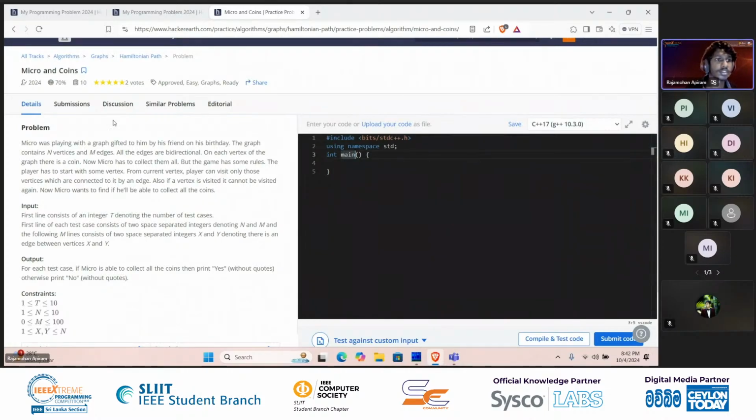So let's look at this problem. Micro was playing with a graph gifted to him by his friend on his birthday. The graph contains n vertices and m edges. All the edges are bidirectional. On each vertex of the graph, there's a coin. Now, Micro has to collect them all, but the game has some rules. The player has to start with some vertex. From the current vertex, the player can visit only those vertices which are connected to it by an edge. Also, if a vertex is visited, it cannot be visited again. Now, Micro wants to find if he'll be able to collect all the coins.